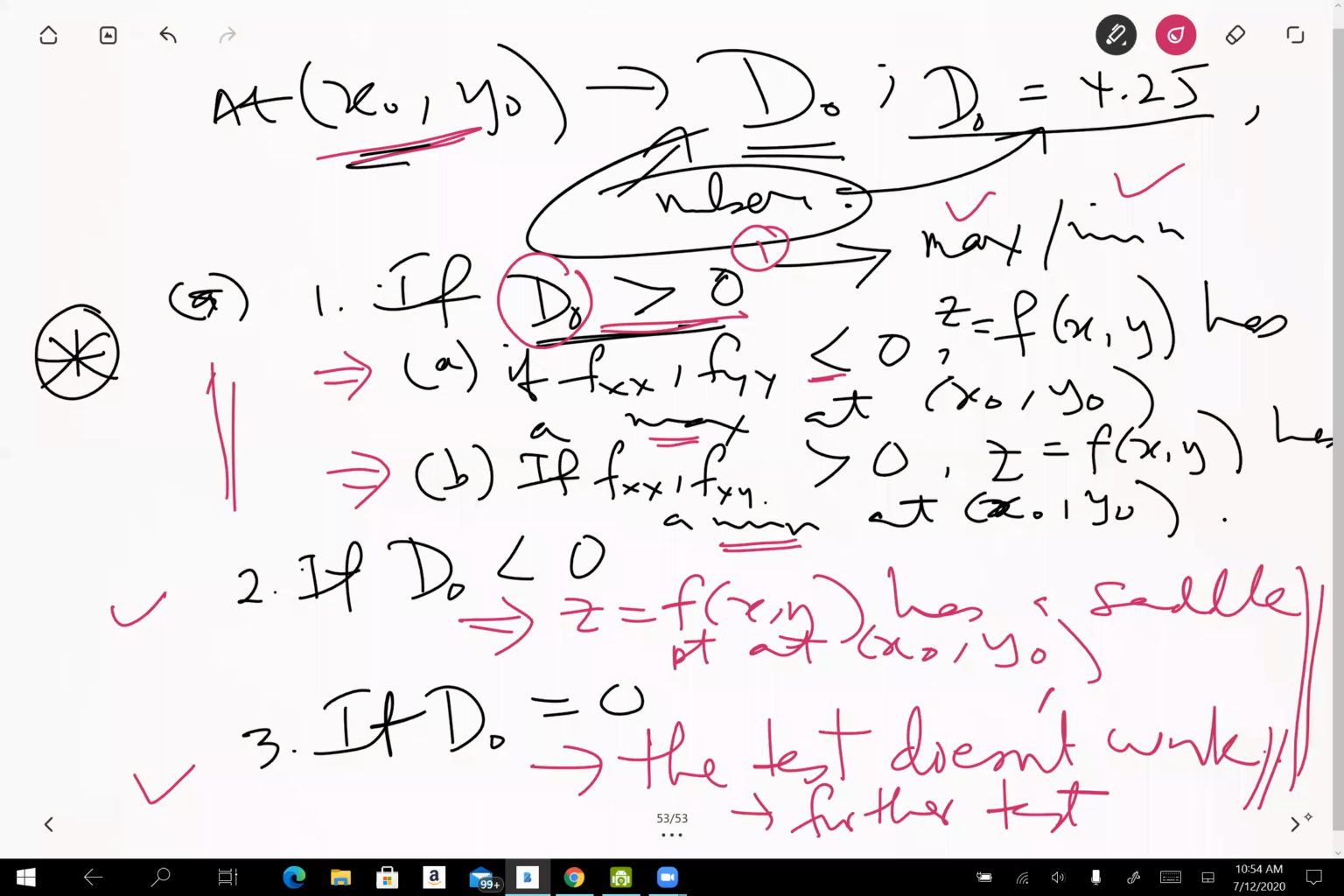Now, the one that we are interested in should be the first part: if D is bigger than 0, then you have the possibility of a maximum or minimum point, depending on whether the second derivative, fxx, fyy, are positive or negative. So that is the second derivative test for a maximum or minimum. Okay, any question, any comment? Okay, good.